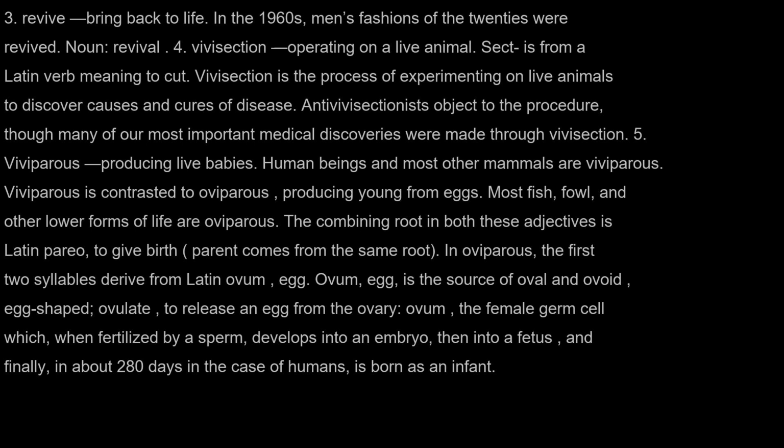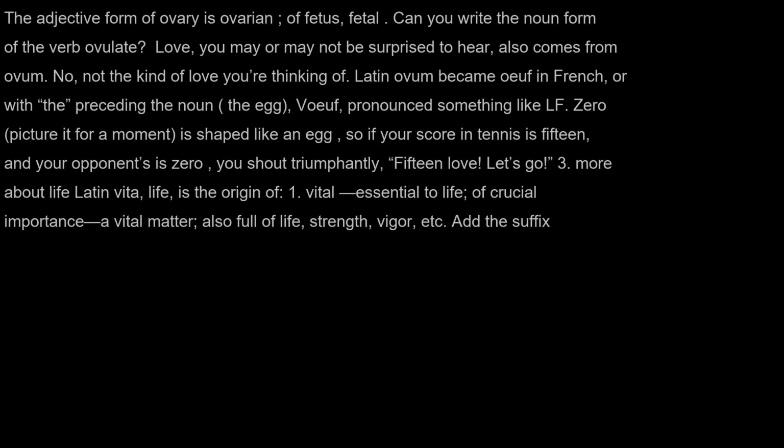Ovum, egg, is the source of oval and ovoid, egg-shaped, and ovulate, to release an egg from the ovary. Ovum, the female germ cell which, when fertilized by a sperm, develops into an embryo, then into a fetus, and finally, in about 280 days in the case of humans, is born as an infant. The adjective form of ovary is ovarian, of fetus, fetal. Can you write the noun form of the verb ovulate?